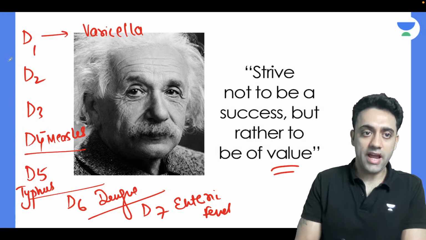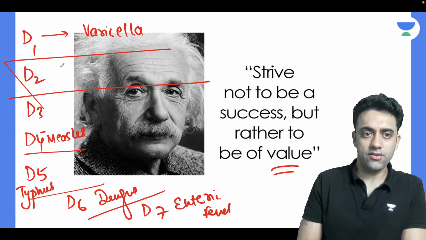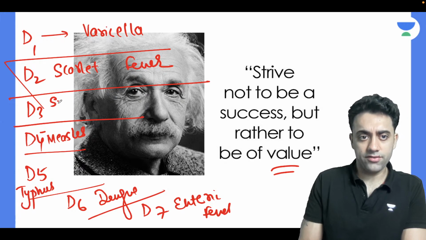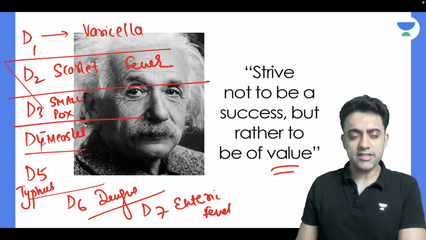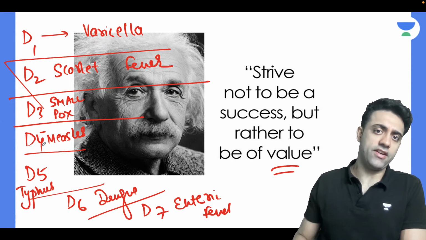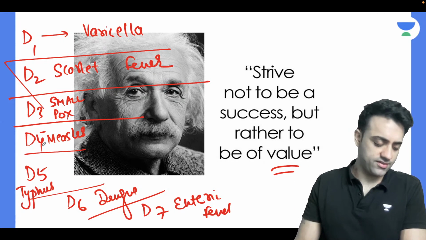So fever with rash on day 1, please think of chickenpox. Fever with rash on day 2, think of scarlet fever. Fever with rash on day 3, you will think of smallpox. Fever with rash on day 4, measles. Day 5, typhus. Day 6, dengue. And day 7, enteric fever. Very, very important slide. This is the first slide we covered in the first topic of infectious disease.